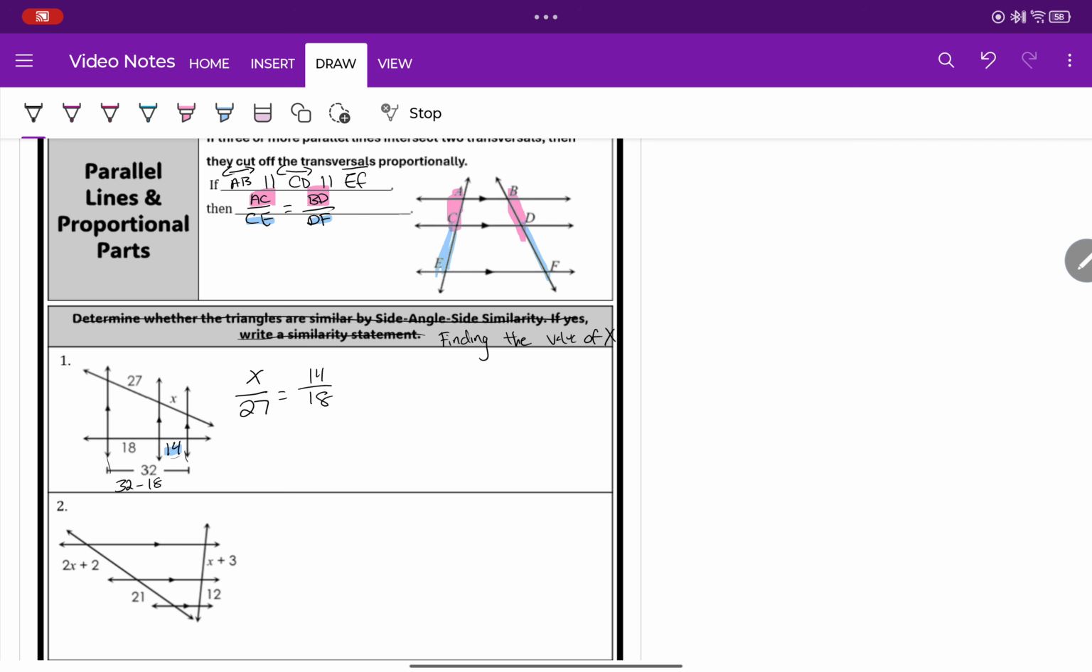Just like before, I'm still cross multiplying, okay? So I have 27 times 14, which is 378, is equal to 18x. Divide both sides by 18. X is equal to 21.